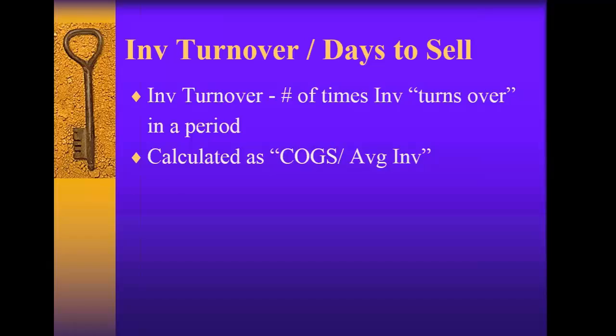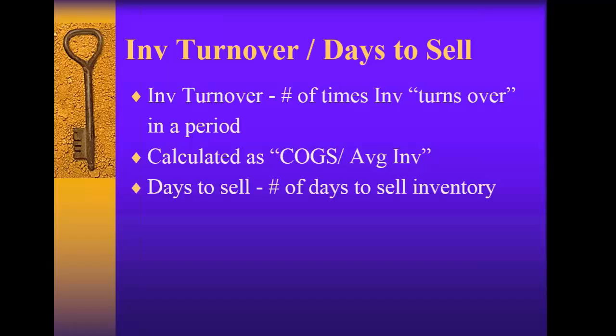And then if we take the 365 divided by the inventory turnover, we're going to get our days to sell. Okay, so again, if we're looking at 365 divided by inventory turnover, and let's say inventory turnover is 12, we're basically saying that the days to sell is going to be around 30 days, around a month before we're actually selling this.